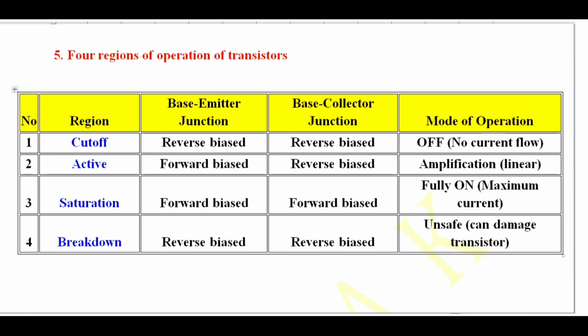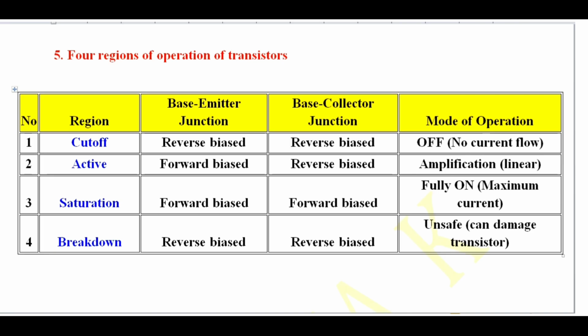This is the normal operating mode for amplifiers and other linear applications. So active region means the transistor is on and is used to amplify signals. With small input, it controls big output. Next, saturation region. In this region, the transistor is fully on.